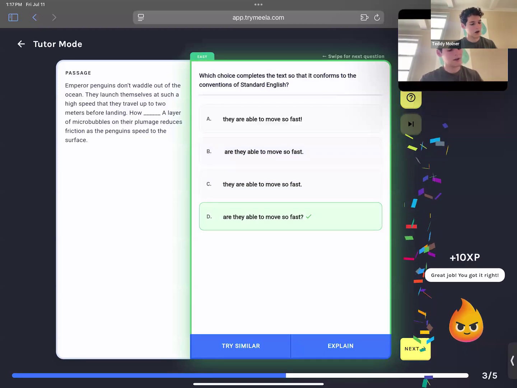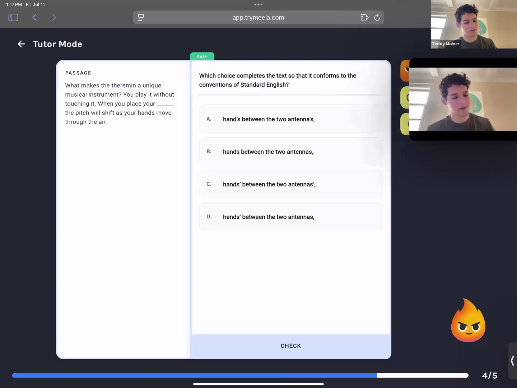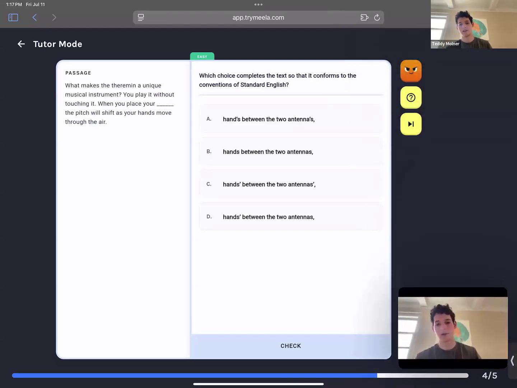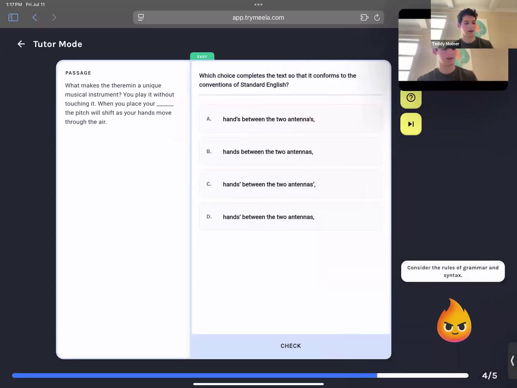All right, and you could go on, right? We could go to these further questions. You're also always able to skip a question. So let's say we had no clue what was going on here, we would skip it. You can also get a hint. So let's say I had no idea how to do this question. Consider the rules of grammar and syntax.